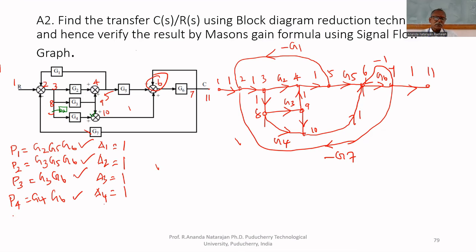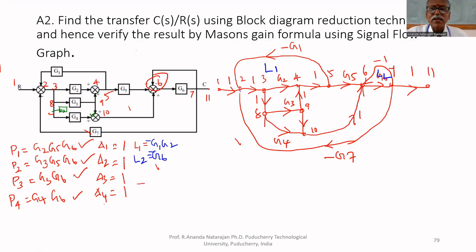Now we have to find delta. Delta equals the denominator of the transfer function. To find delta, we have to find all loops. L1. L1 equals what? This is the first loop. This is loop 1. What is that loop? Minus G1, G2. This is another loop, loop 2. Loop 2 is minus G6.